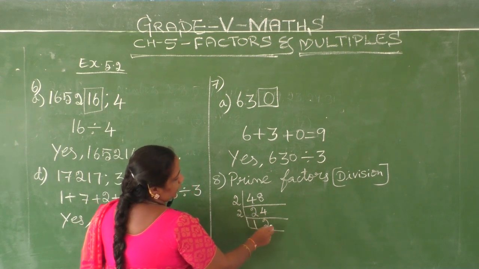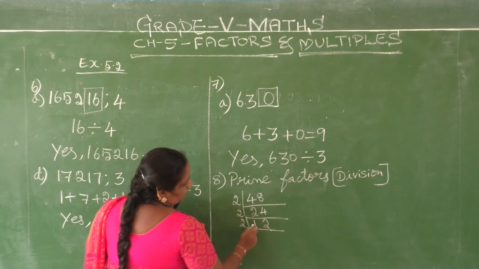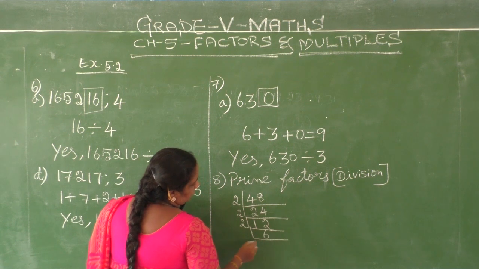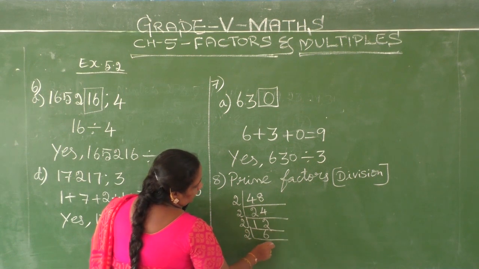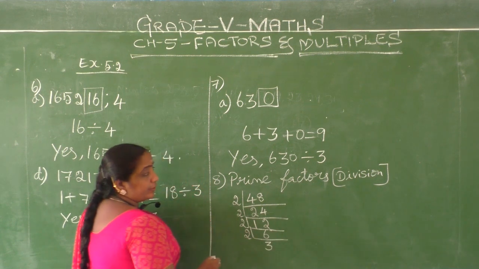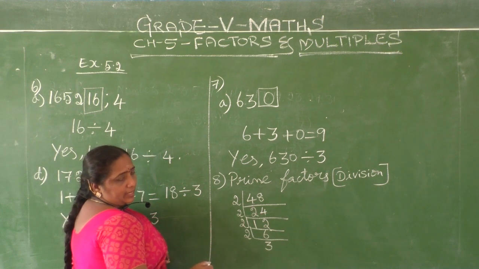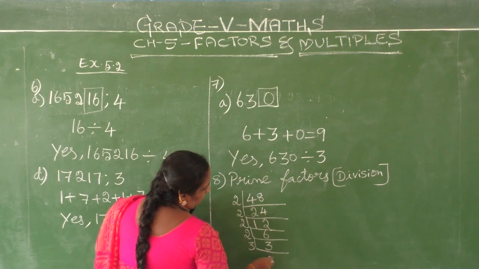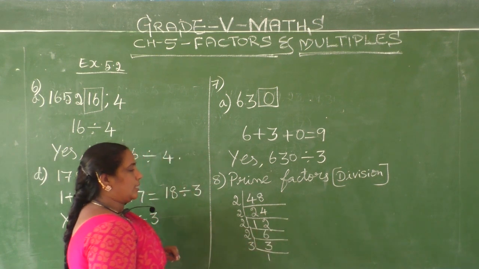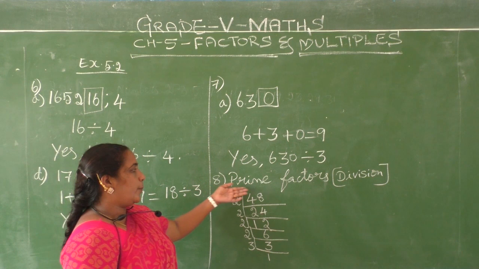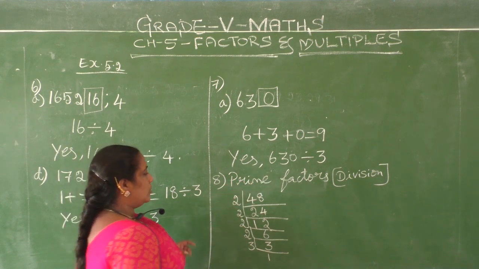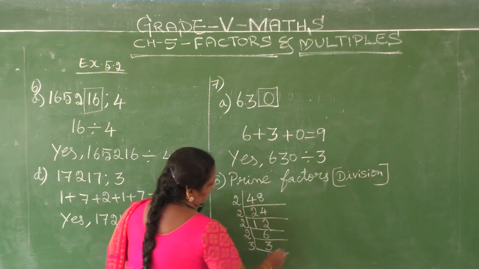Again 2, in ones place 2, so 2. So in 12, 6 times. Again 6 is an even number, 2. 3 2s are 6. Hereafter we cannot take the 2. So I am taking 3. 3 is a prime number. That's all. So this is the prime factors by division method. This kind of method only you have to do. So now these are prime numbers.